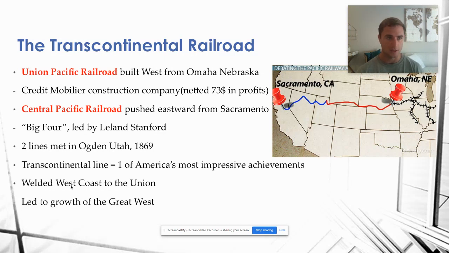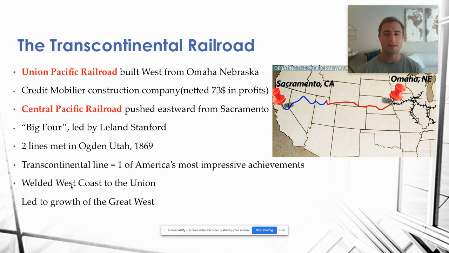two companies, one of which was the Union Pacific Railroad. That portion of the railroad was created by the Credit Mobilier Construction Company. Credit Mobilier Construction Company is infamous because it laid all these tracks with money that was given to them by the government, and then they hired themselves for inflated wages.